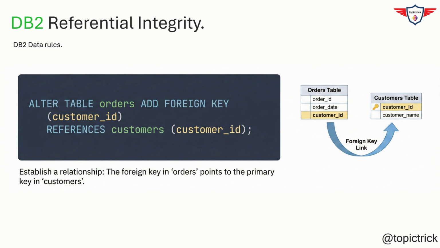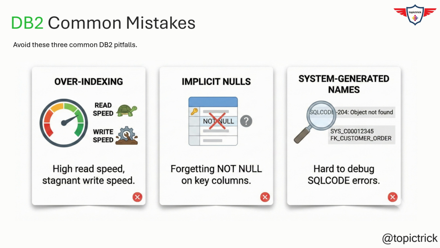Let's talk about some common mistakes you might run into when working with DB2. Mistake number 1, over-indexing. Here's what happens. Your select queries are lightning fast, but your insert and update statements are incredibly slow. Here's the fix. Periodically review your indexes. If an index isn't being used by your queries, drop it. DB2 provides tools to see index usage statistics.